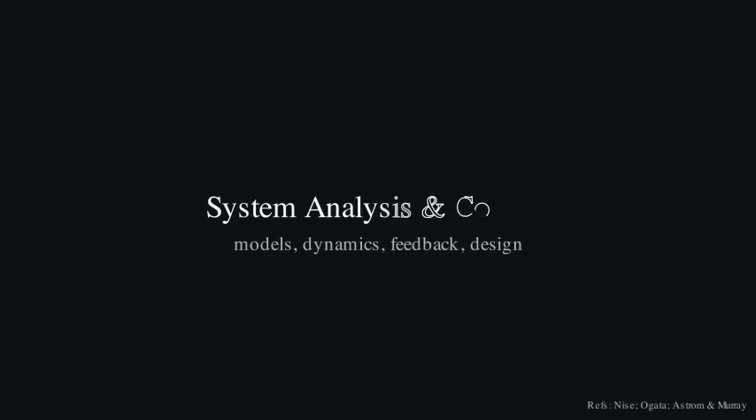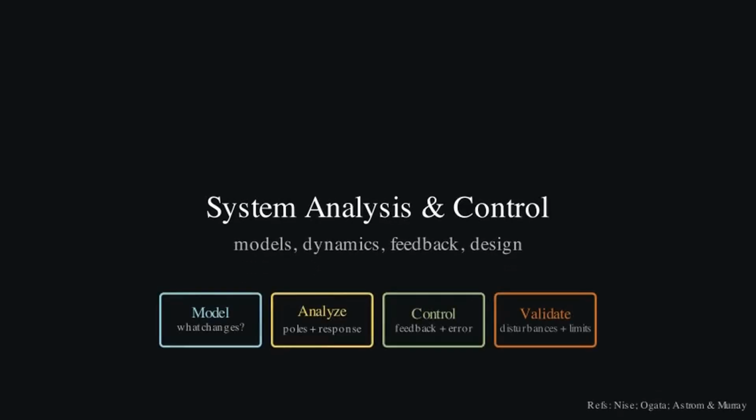System analysis and control engineering answer one practical question. If I push on a system, how does it move, heat up, spin, settle, oscillate, or fail? In this video, the map is model, analyze, control, and validate. We will keep the mathematics close to engineering meaning, so every equation has a job, and every diagram tells us what to test.